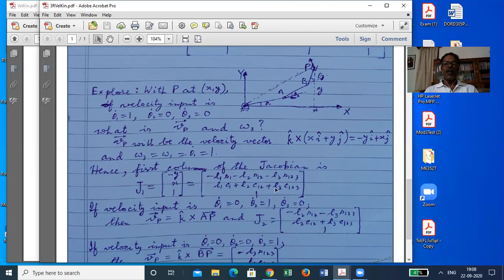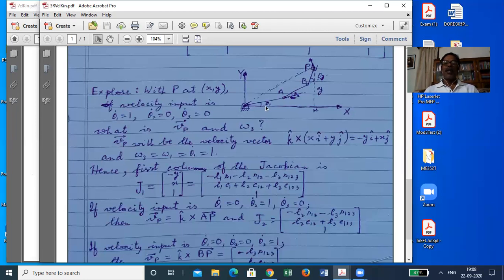Then you give theta 2 dot as 1 and theta 3 dot as 0. So you have locked this joint also. So A, B, P together rigidly rotate about point A. The axis direction is again the same vertical, that is, perpendicular to the plane of the drawing. So then you have the linear motion of P as K cross AP.